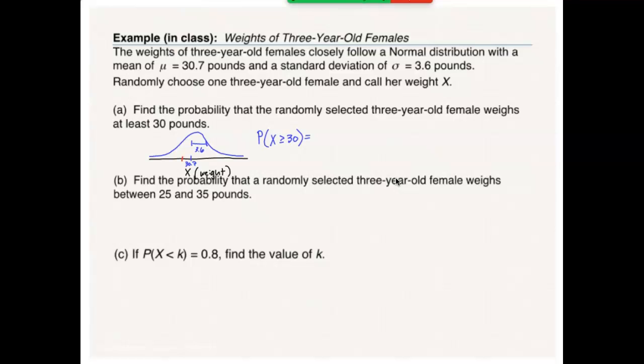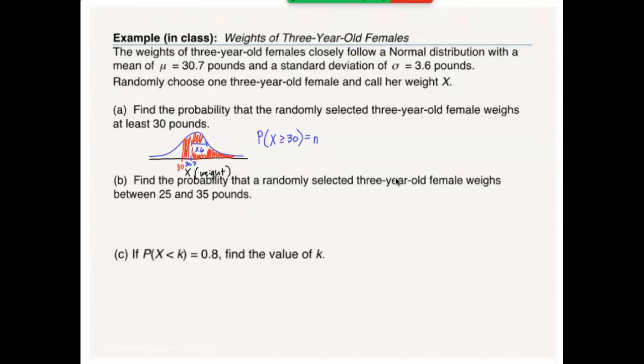So 30 is going to be somewhere over here, just to the left of 30.7. And I'm basically looking for all of this area. It's okay to use your calculator. Just remember you would need to notate exactly what the syntax is.